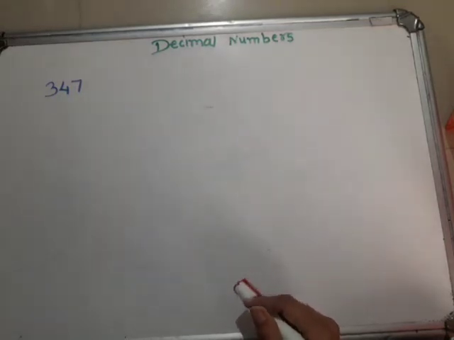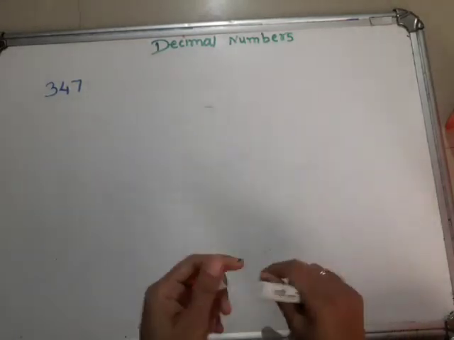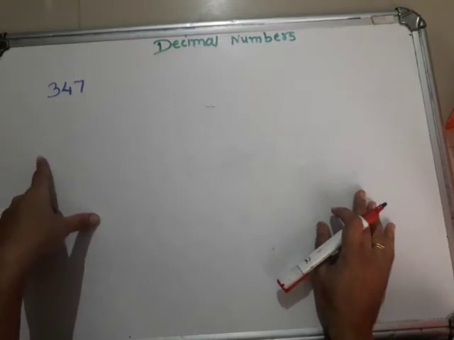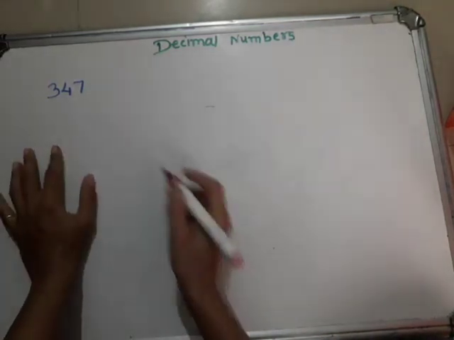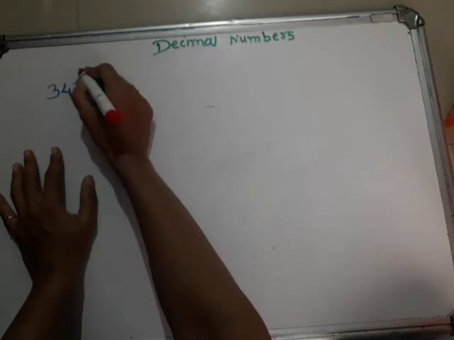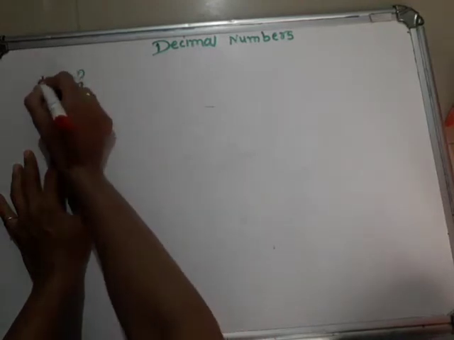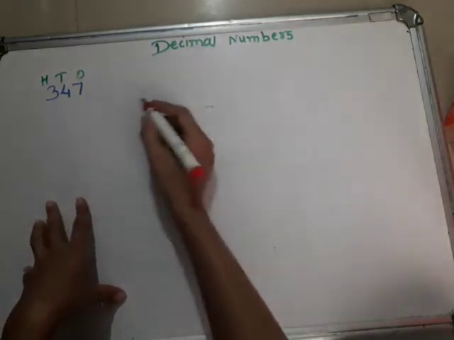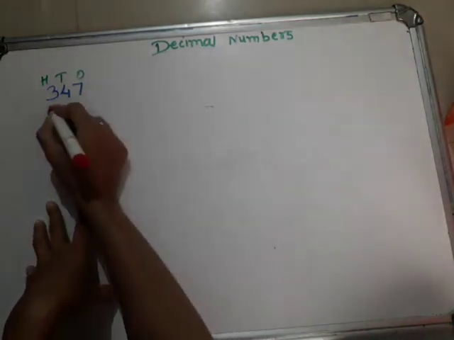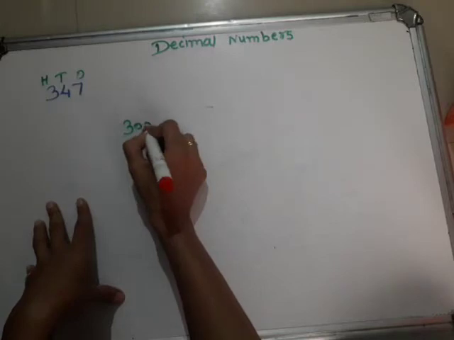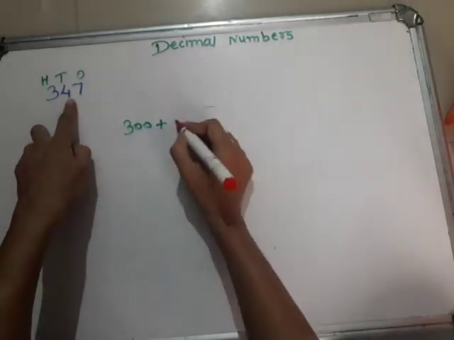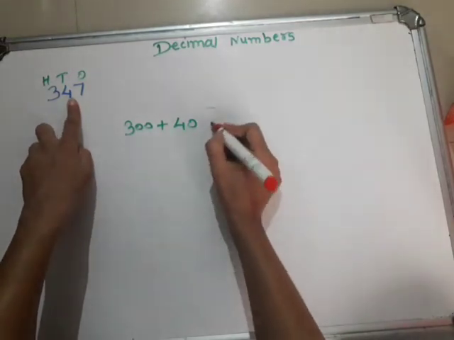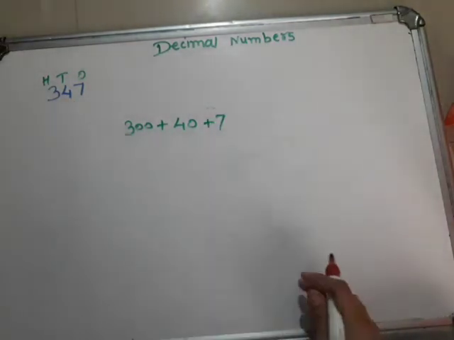Decimal numbers means, so this is your number. What is the number? 347. And you know the places of the number. This is ones place, this is tens place, and this is hundreds place. These are the places. 3 at hundreds place means 300. This is expanded form. 4 at tens place means 40, and 7 at ones place means 7 as it is.